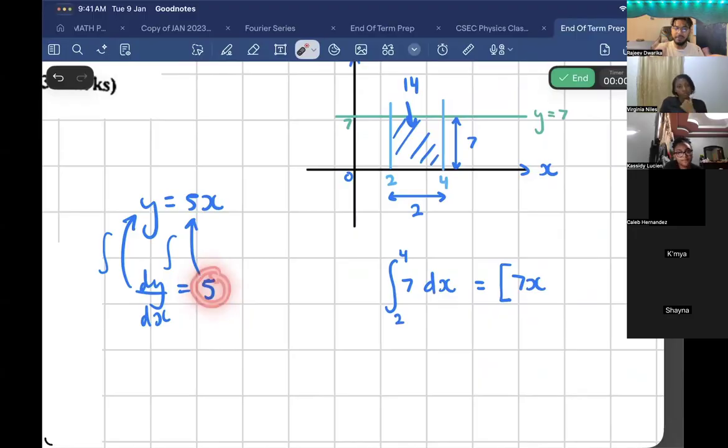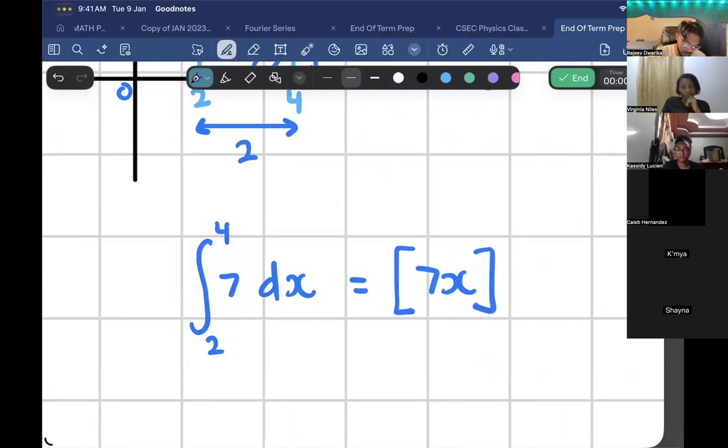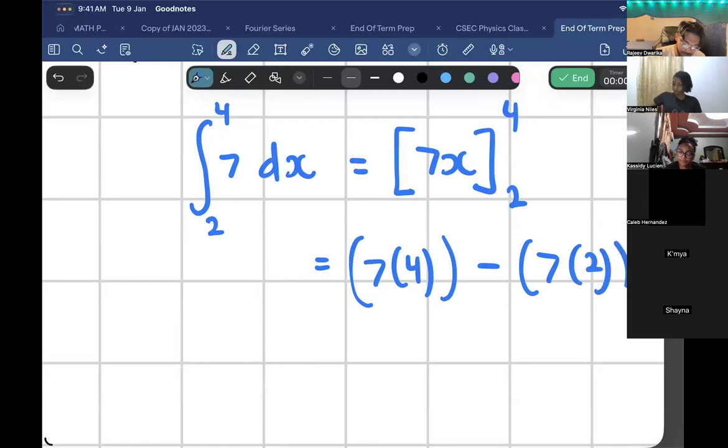5x. Because like I said, integration is just undoing differentiation. So if I integrate 7, what will I get? 7x. Cool. So now all we have to do is plug in the 4 here. Plug in the 2 here. And we're gonna see some magic happen.